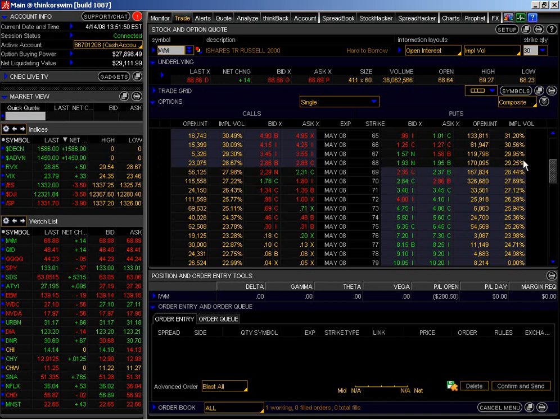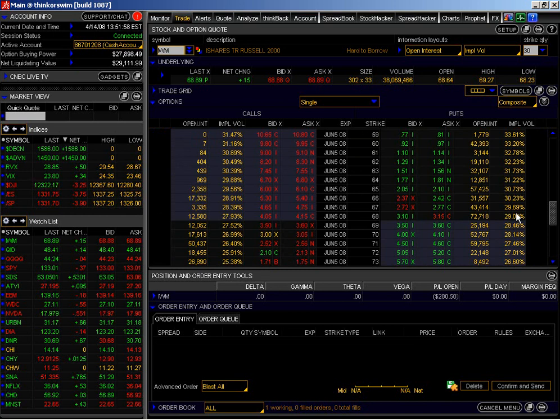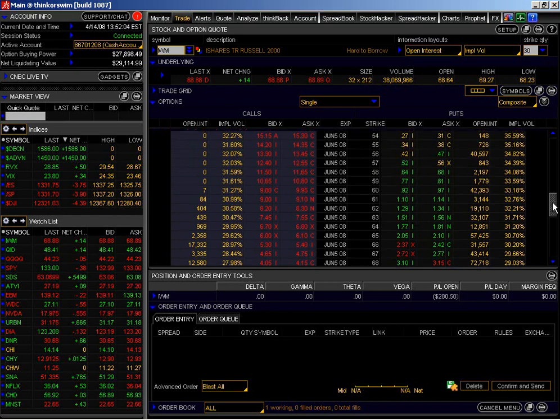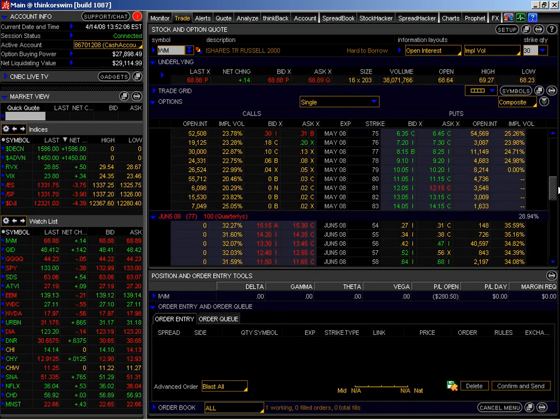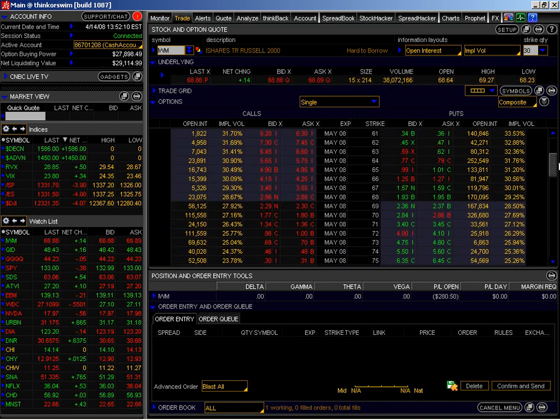Let's say we're doing the 67s, they're 29.95% on the May options, and on the 67s, they're 29.69. You don't get a lot of negative or positive skew. It's very, very small on a lot of the index options because they don't have earnings.